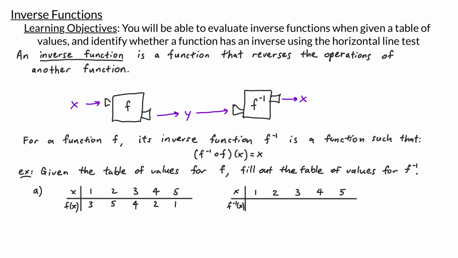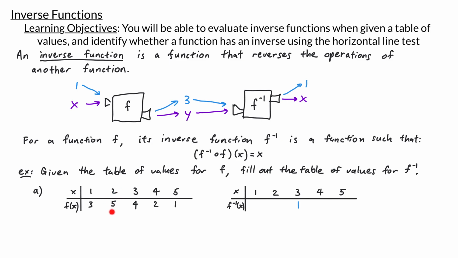Let's draw that in our diagram. When we input 1 into the f function, the output is 3. So according to our diagram, if we input 3 into the inverse function, it should undo the operations of f and give us back the original number that we started with, which is 1. So looking at this right-hand side here, we see that when we plug in 3 into the inverse function, we get the output 1. So for our table for f inverse, when we input 3, the result should be 1.